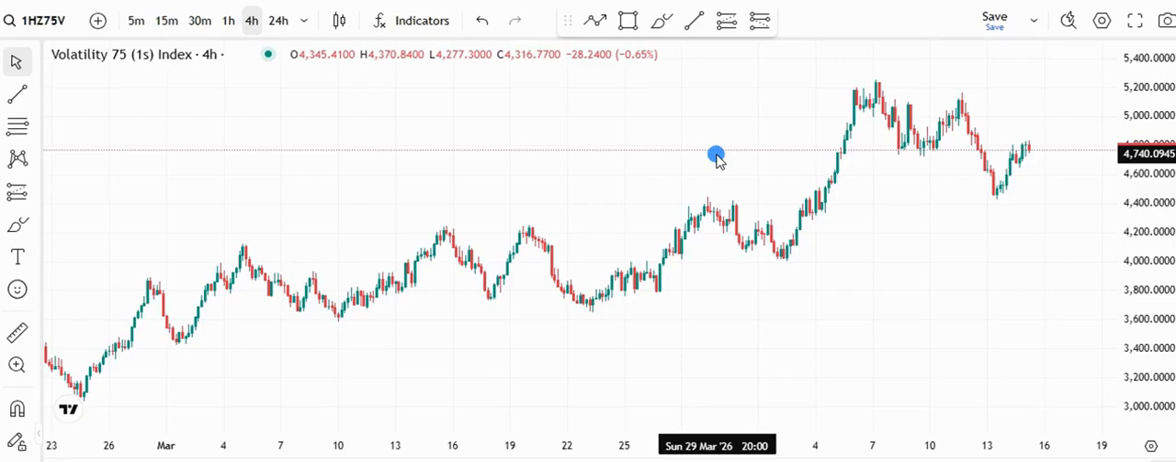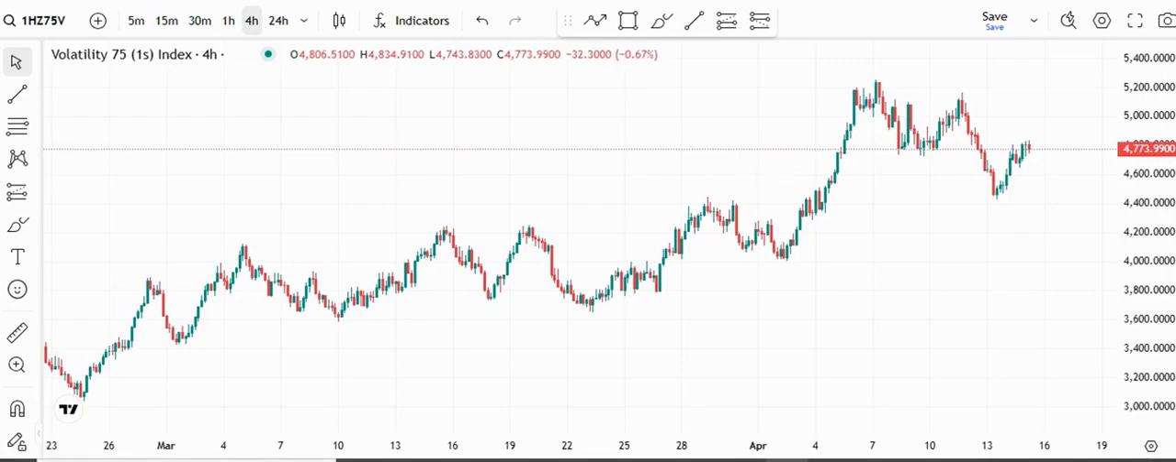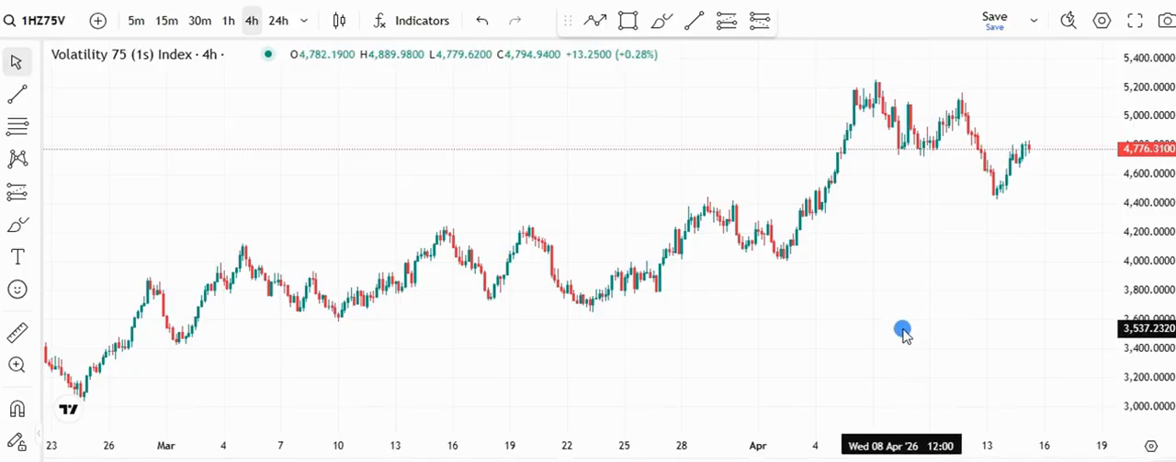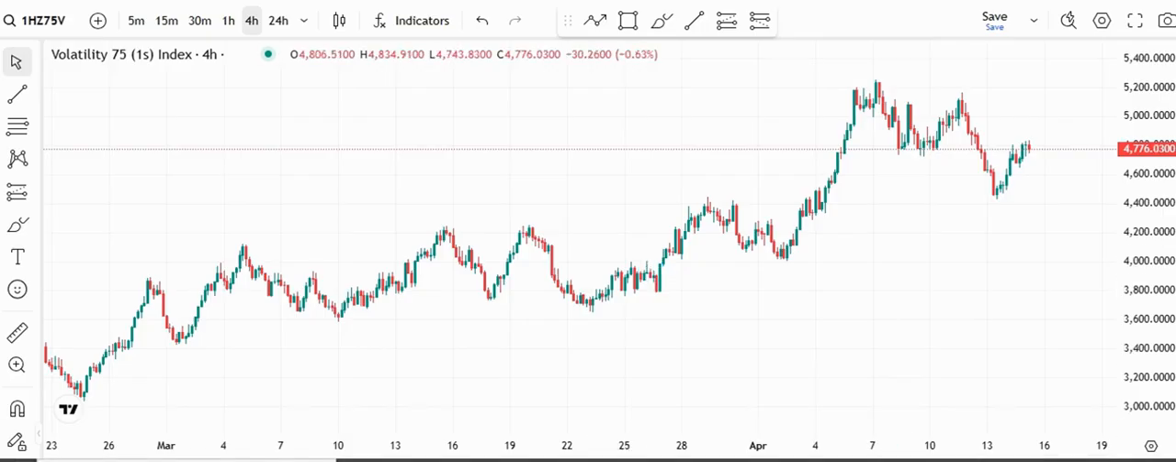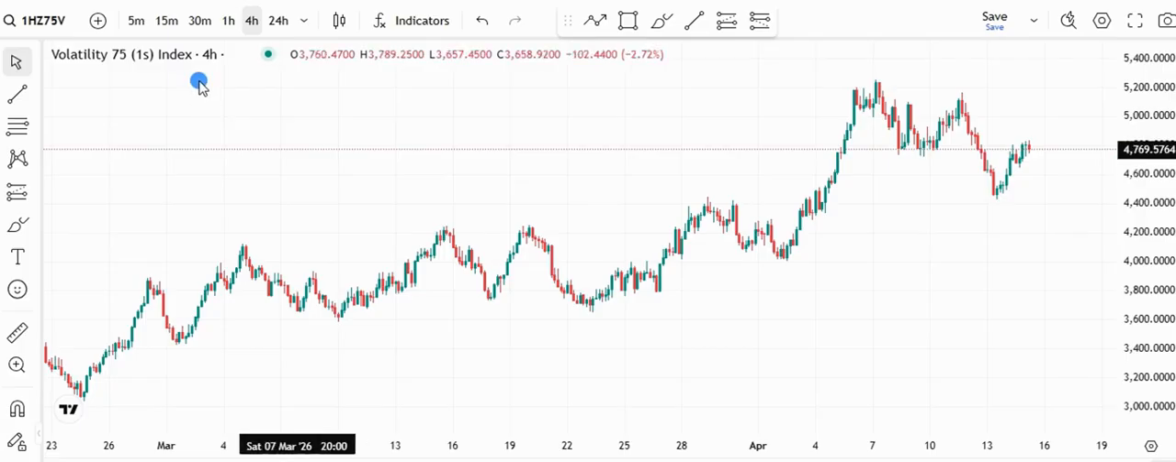So using Deriv for today's analysis, we will be starting with the volatility indices, which happen to be synthetic. Today is the 15th of April 2026. So let's look at what we are expecting today on the volatility index.